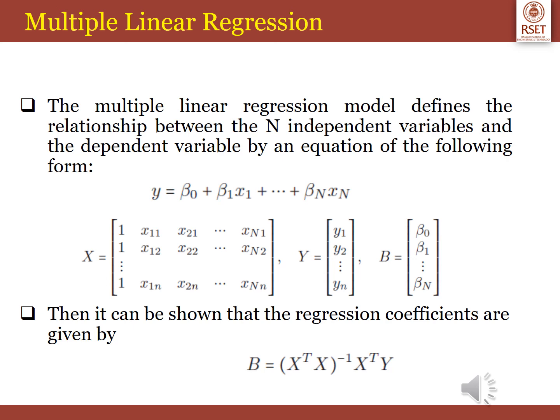up to beta n. That is, we can denote the independent variables, dependent variable and the parameters in matrix form. Then it can be shown that regression coefficients can be given by B equal to inverse of X transpose into X multiplied with X transpose into Y. Then we will get the regression coefficients beta naught, beta 1 etc. up to beta n.